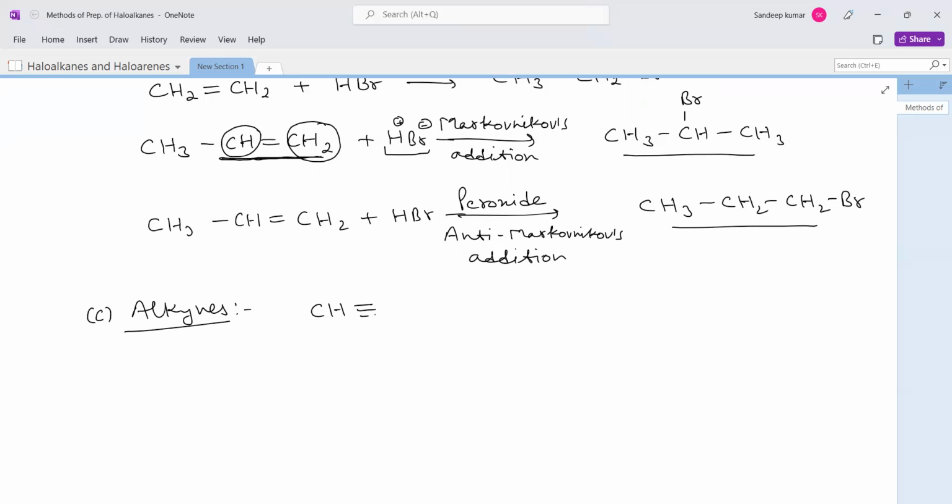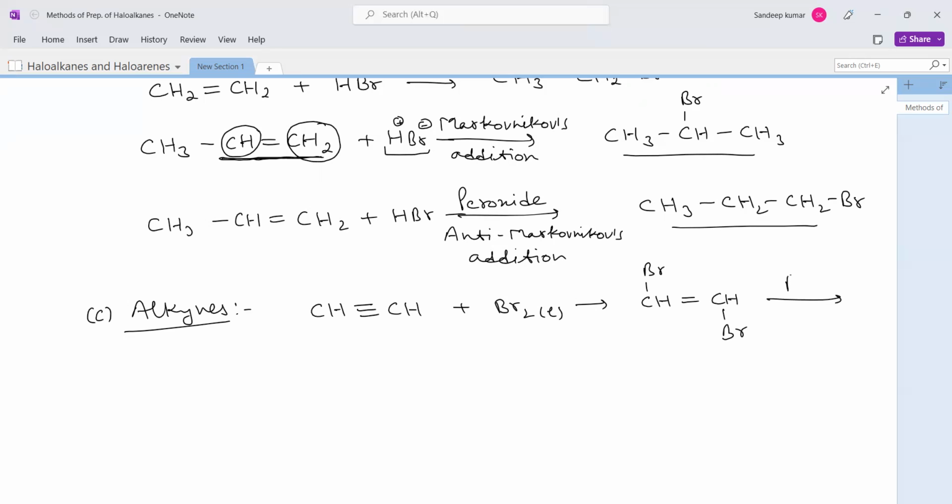Alkynes have a triple bond in them, so they also show addition reactions with bromine water. If we add bromine to them, they change the reddish-brown color of bromine to colorless first, leading to the formation of a double bond.